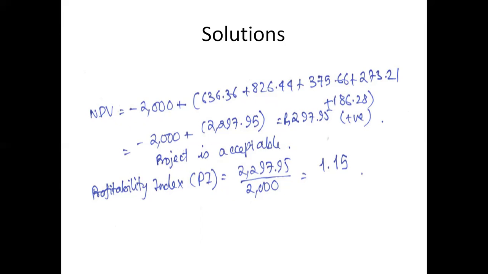Now this NPV is positive, so we know that the project is acceptable. Now the profitability index, PI, is equal to the net cash inflow divided by the net cash outflow. The net cash inflow is 2000 plus 297.95, or 2297.95, divided by 2000. That gives us a value of 1.15. Now, as per the profitability index statement, we can apply it side by side with NPV. If the profitability index is more than 1, the project should always be accepted.